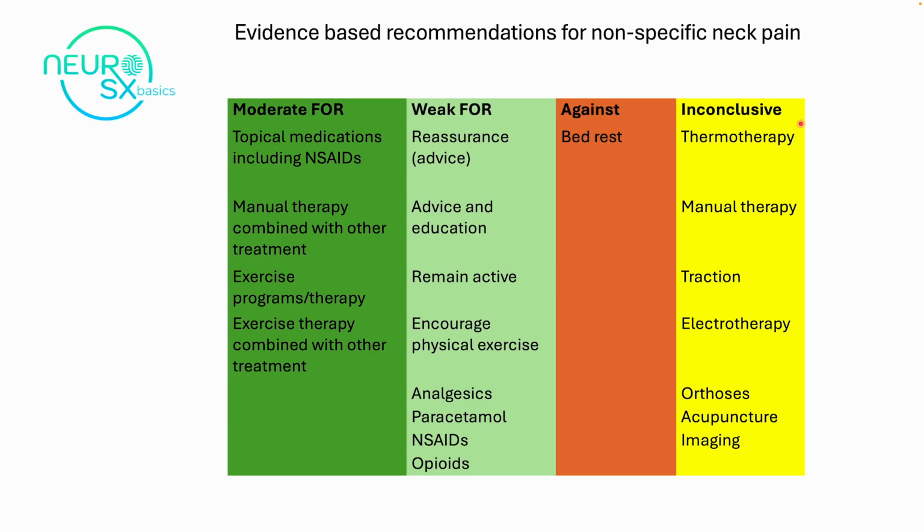We do not have clear evidence to decide whether these interventions are good or bad: thermotherapy, manual therapy, traction, electrotherapy, orthoses, acupuncture, and imaging. We just do not have conclusive evidence about them. What therapies have a moderate basis of evidence are topical medications, including NSAIDs, manual therapy combined with other treatment, exercise programs of therapy, and exercise therapy combined with other treatment. What therapies or interventions have a weak basis of evidence include reassurance, advice and education, remaining active, encouraging physical exercise, analgesics, paracetamol, NSAIDs, and opioids.